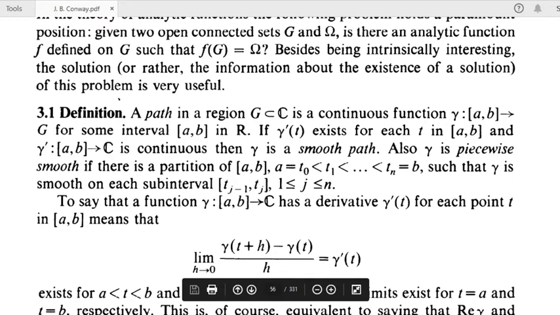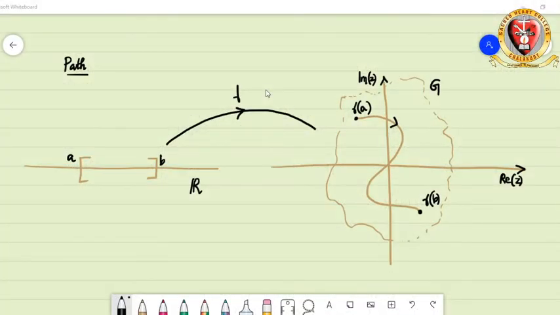In order to understand it better, let's see it as an illustration. Here we have the real line R, and in the real line we have a closed interval [a, b], and gamma is a function from this domain, the closed interval [a, b], to some region G, which is given as the dotted boundary here inside the complex plane.